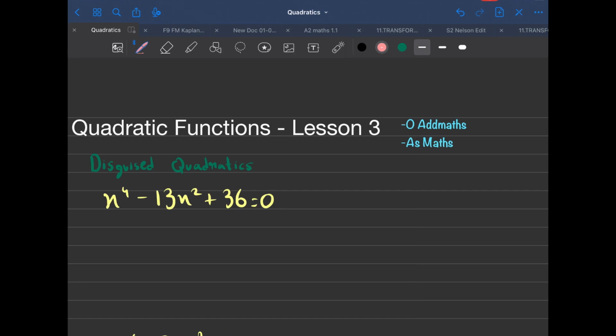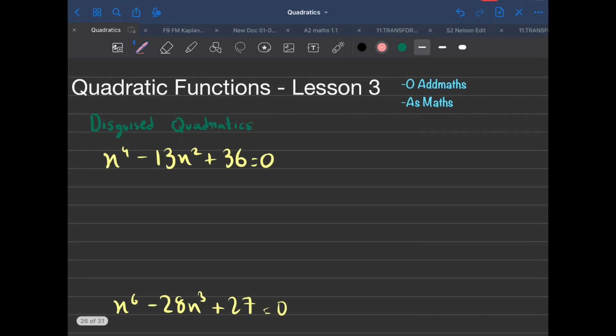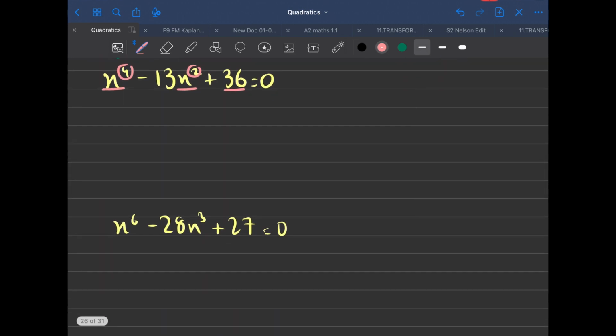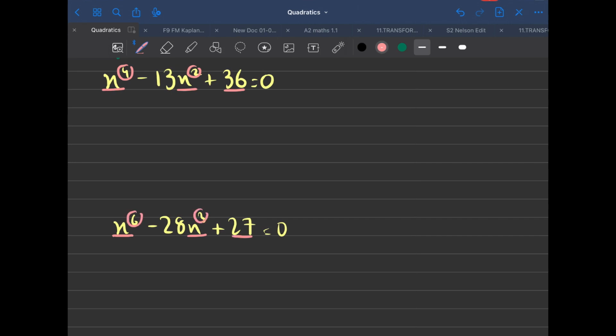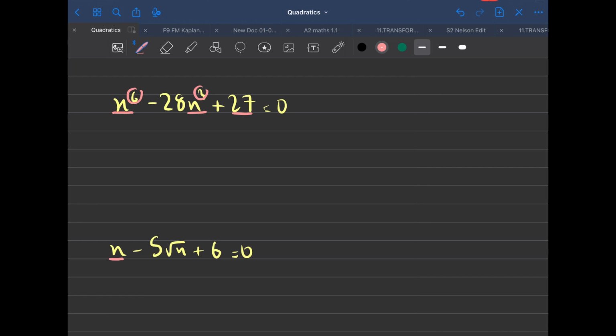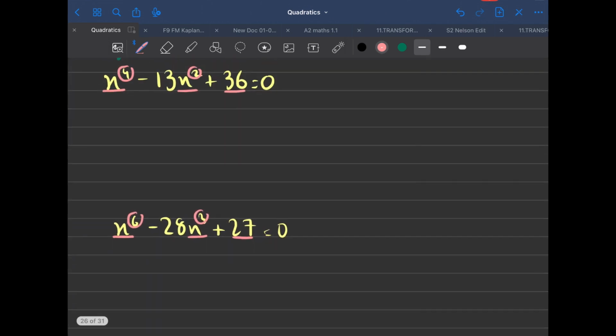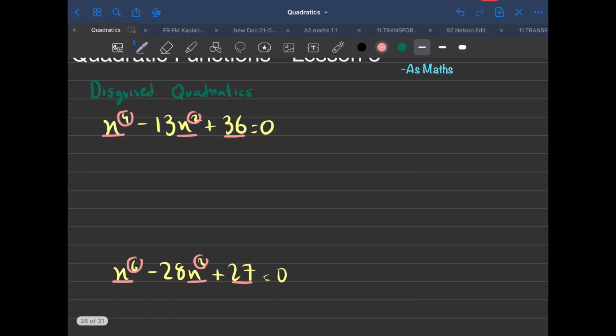First you should know how to identify which question is a disguised quadratic. So see, what's the power here? x power 4, x squared is the power half of it, and then a constant. That means it's a question of disguised quadratic. Here, it's x power 6, x power 3, power is half and then a constant. Here, it's x power 1, x power half. That means the power is half and then it's a constant. That means it's a question of disguised quadratic.